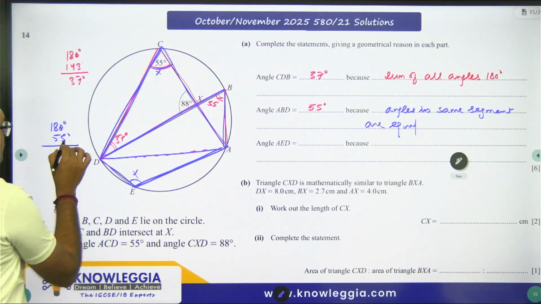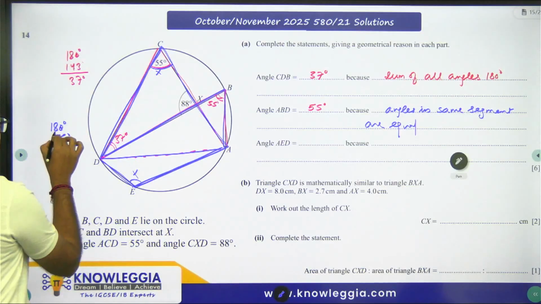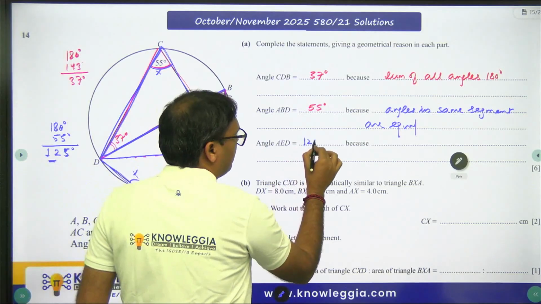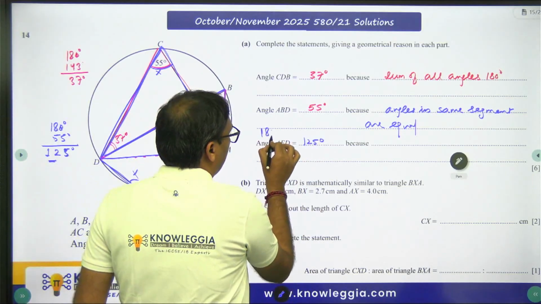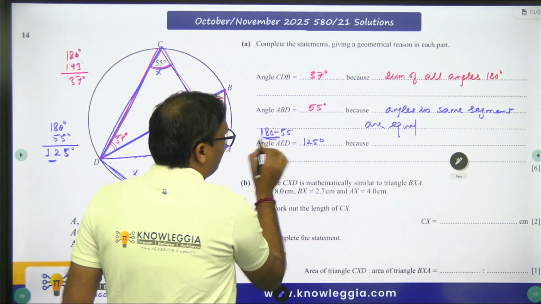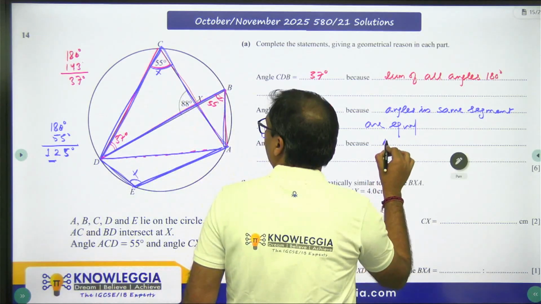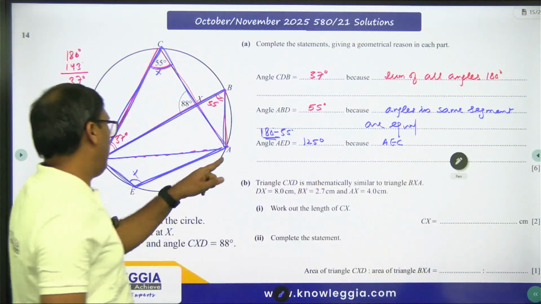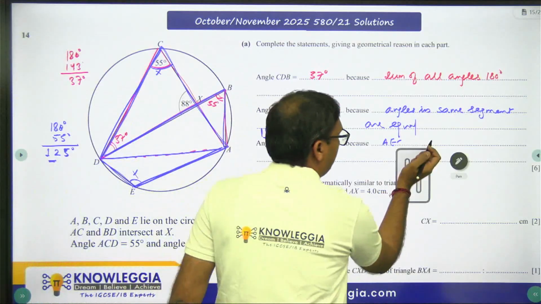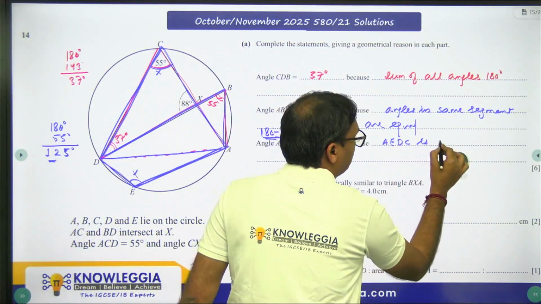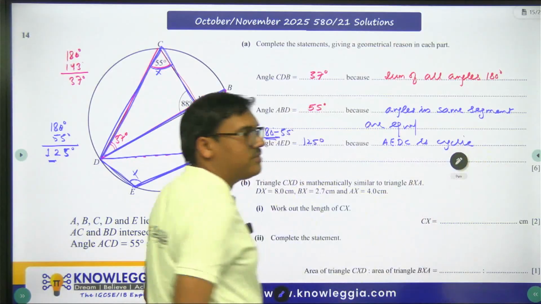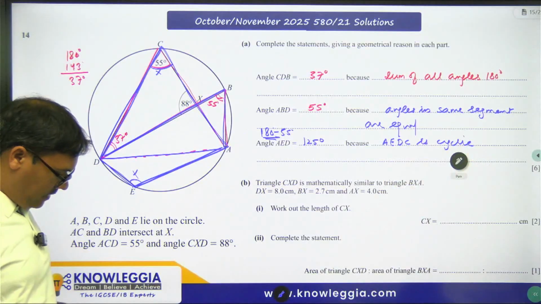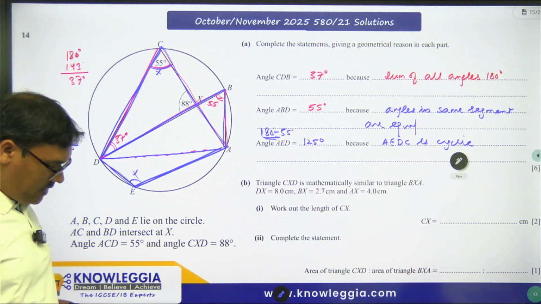So 180 minus 55 is 125 degrees. What is the reason? This is 180 degrees minus 55 degrees because AEDC is a cyclic quadrilateral. So that way you can find this angle. So what is the answer for A? The answers are 37, 55 and 125.